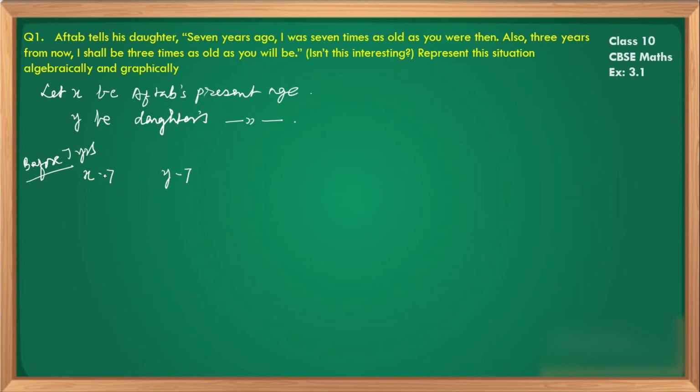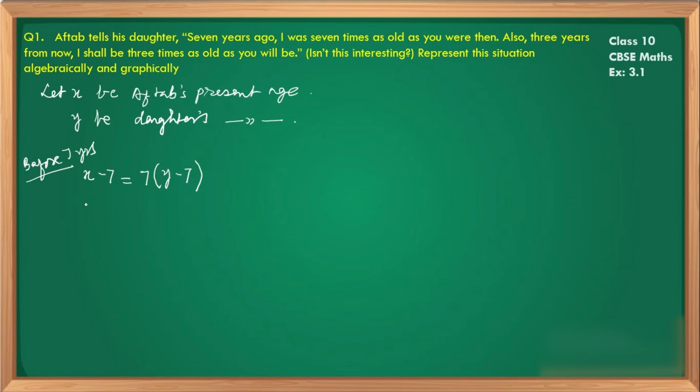Simple. But the difference is here. You have to find out an equation. For that, the question has given a clue. That was x minus 7, that is Aftab, was 7 times daughter's age. He was 7 times daughter's age. This is Aftab's age 7 years ago, and y minus 7 was the age of daughter 7 years ago. And what is equaling here? Aftab's age was 7 times. So you have to multiply 7 to the daughter's age.